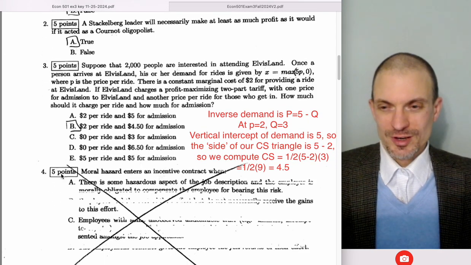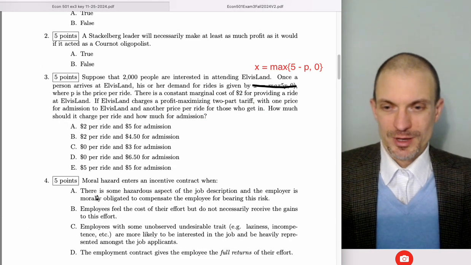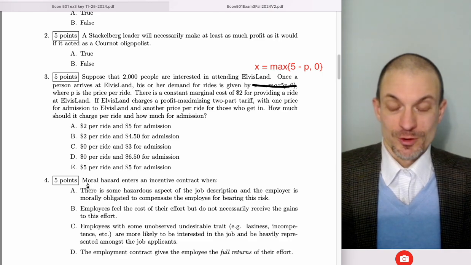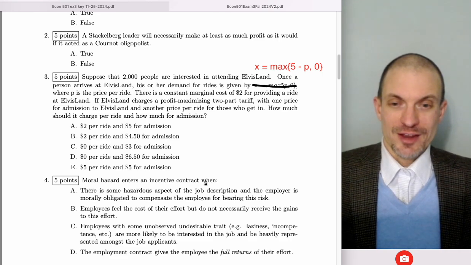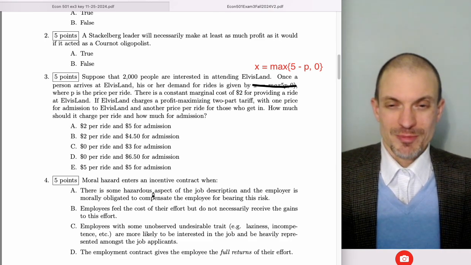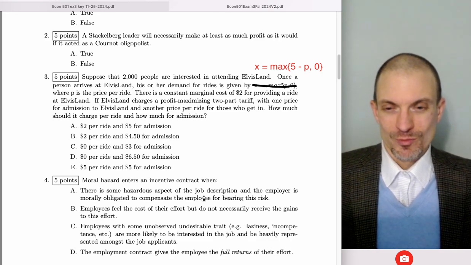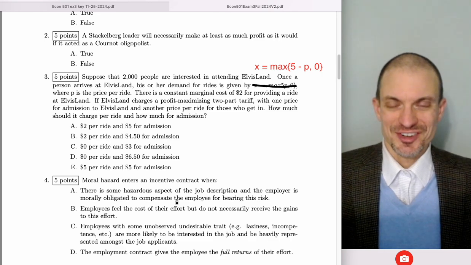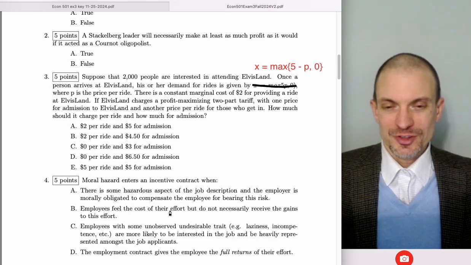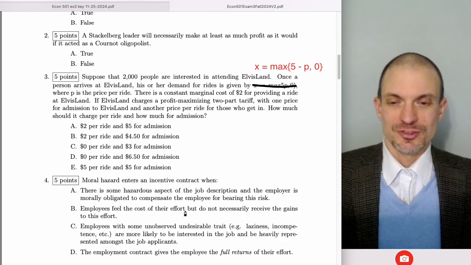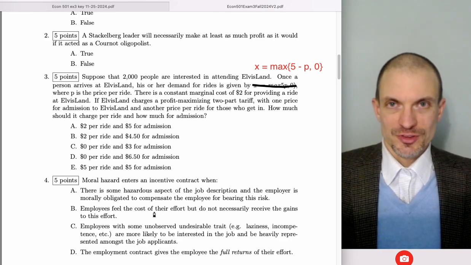So question number 4, the answer was B, but let me go over this because I got cut off on my solution on the exam. Moral hazard enters as an incentive conflict when there's some hazardous aspect of the job description? Nope, that's the common misunderstanding of what moral hazard is. It doesn't have anything to do with morality or hazard. Employees feel the cost of their effort, but don't necessarily receive the gains of this effort? Yes, absolutely. That's the problem: there's this incentive conflict.